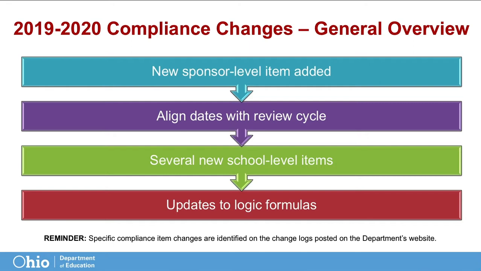Consequently, staff have updated the logic formulas behind the spreadsheets. These updates include the generation of the preliminary compliance determination as well as the auto-population of school and sponsor names when IRNs are entered. More specific details regarding the worksheets will be discussed in the next section on sponsor certification determination. Again, as a reminder, please access and review the published compliance change logs to identify specific changes.